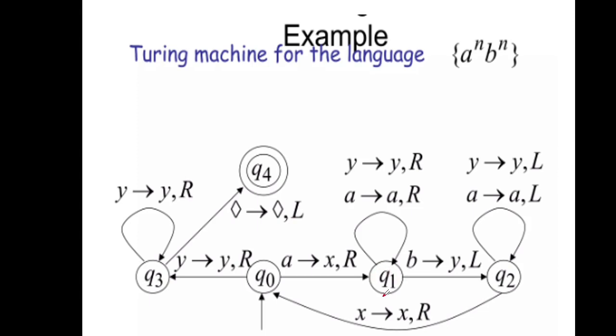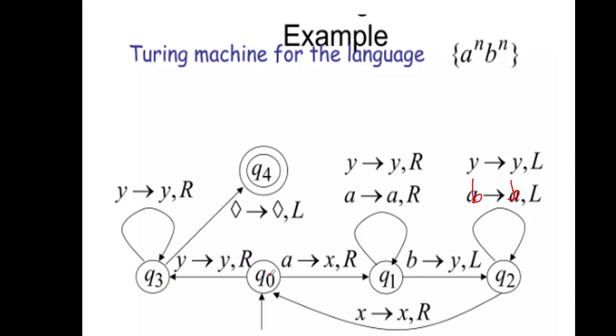Now the state is Q1. When it reads B and gives the output, it moves to the next state Q2 and moves left. On the right side we only have a blank symbol. So there are many A's in this loop, and many B's in this loop. Again it comes to the initial state.